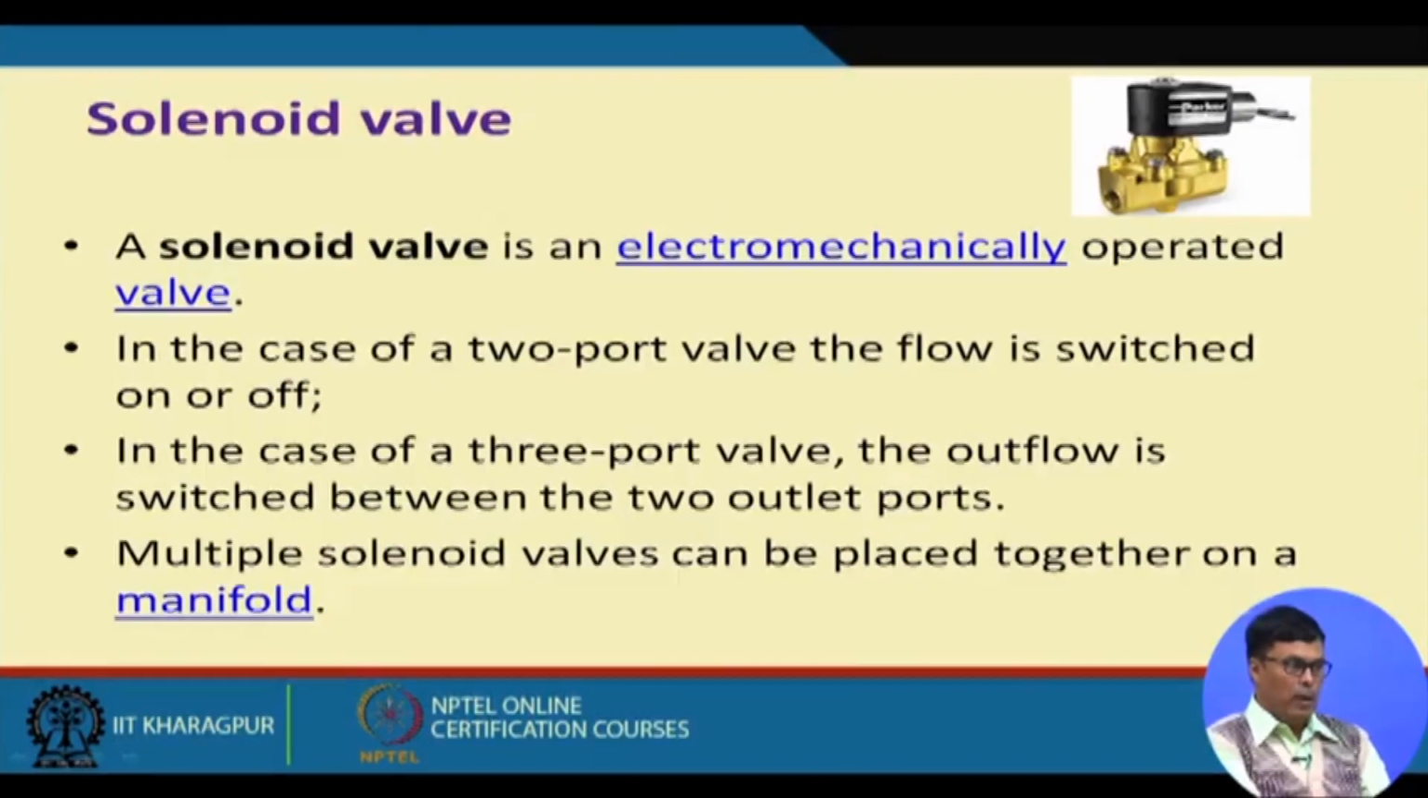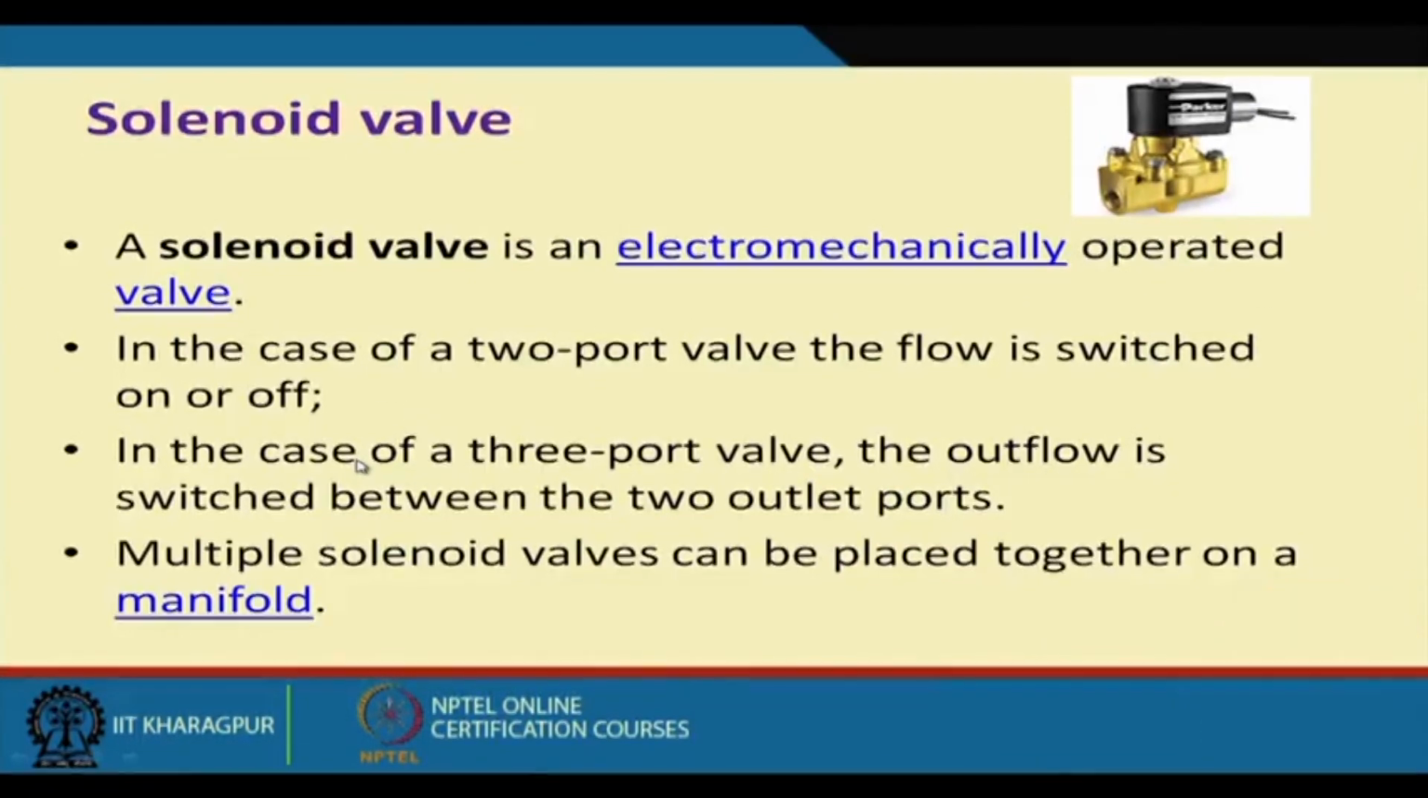Besides that, I want to point out two other valves that are largely used in the chemical and biochemical industry. One is the solenoid valve. The solenoid valve is an electromechanically operated valve, because it is electrically operated. If we want to control things electrically with the help of some kind of control device, then we shall have to use the solenoid valve. A manual valve cannot be operated electrically. That is why the solenoid valve is largely used by industry.